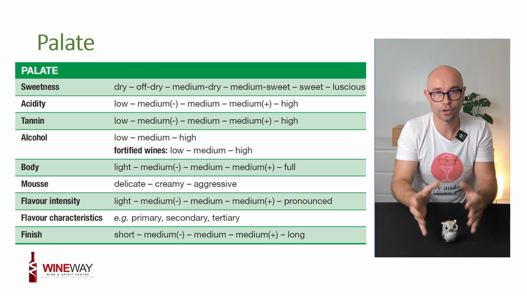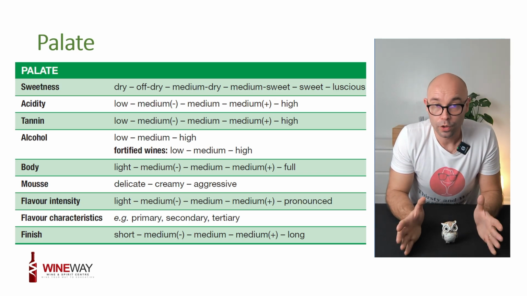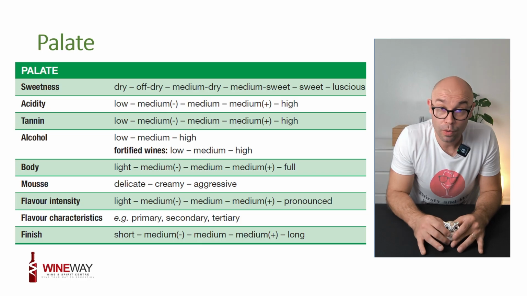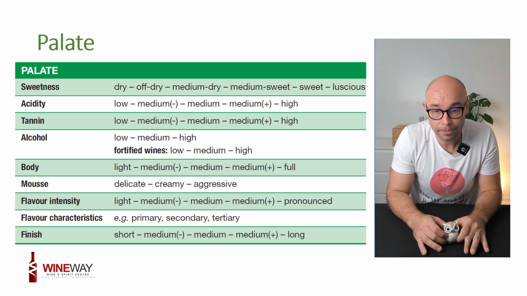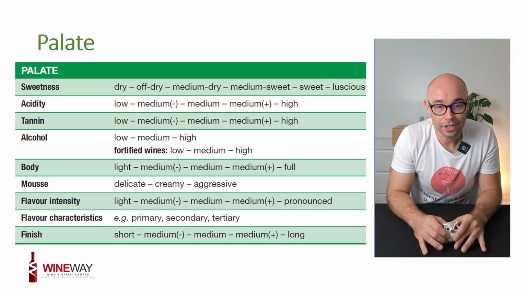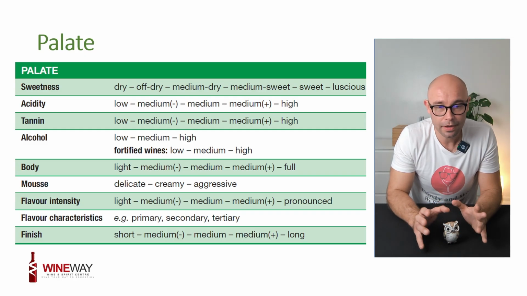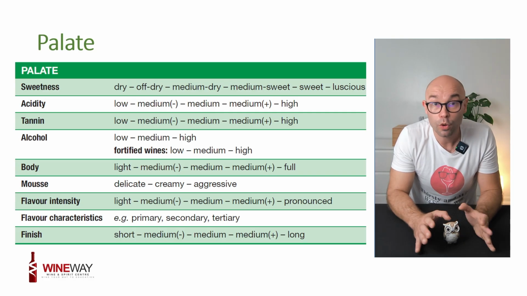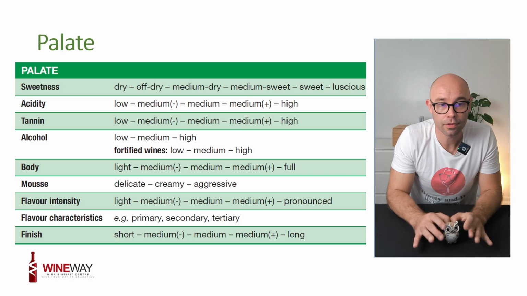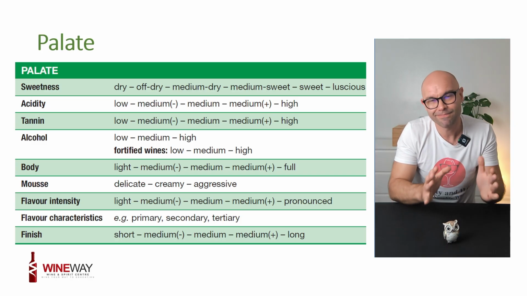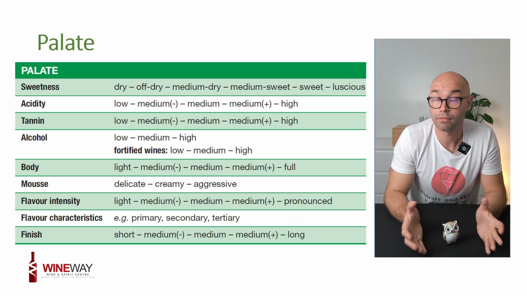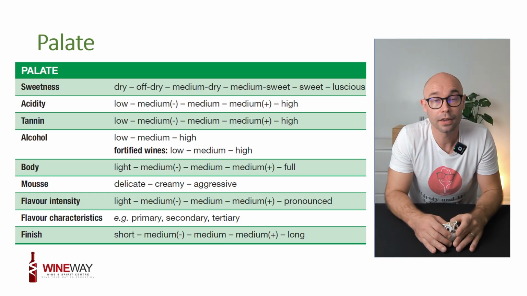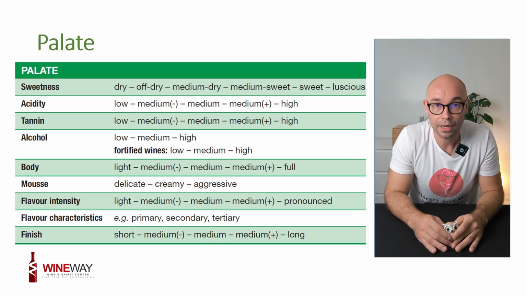Again, this is much easier when you taste the wine for us to describe it. Most of the wines are going to be dry. There's going to be a few wines that are off dry, a few that are lusciously sweet, and very few wines that are medium dry and medium sweet. So most wines are going to be dry, a couple of off dry wines, and a little bit less of this medium dry, medium sweet category. There's also a couple of very specific wines, like Tokaj and Sauternes, that are going to be lusciously sweet.